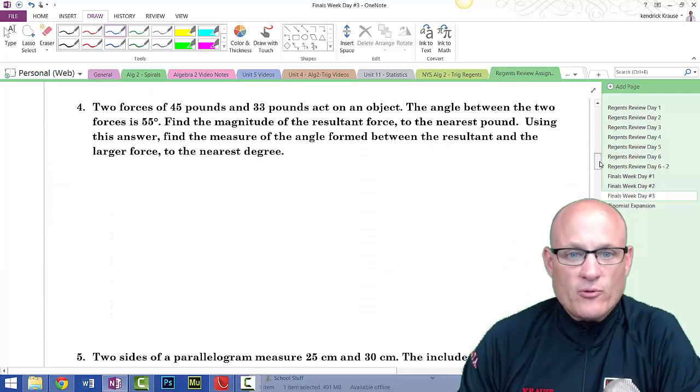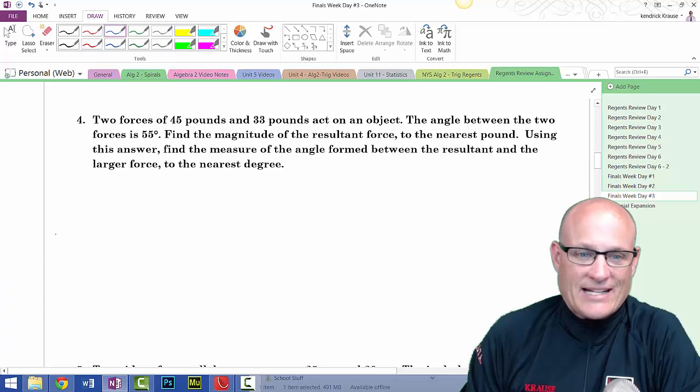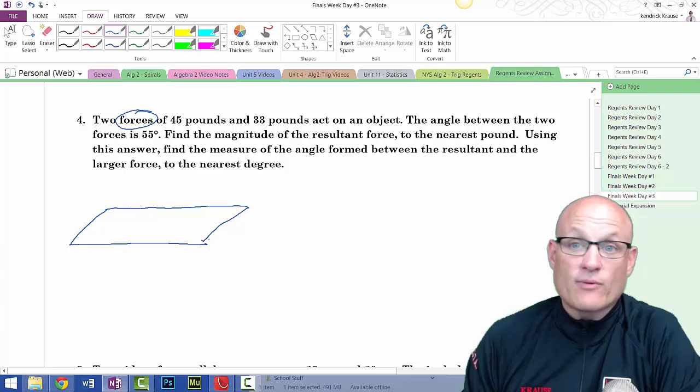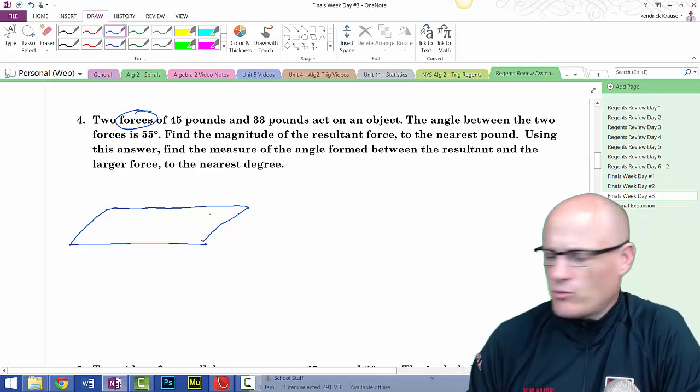Two forces of 45 pounds and 30 pounds act on an object. Boom. I hear the word forces. I draw a parallelogram. One longer, one definitely shorter, and on an angle. Don't try to draw a rectangle. Yes, a rectangle is a parallelogram. Yes, it will confuse you.